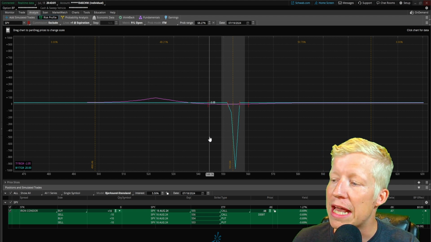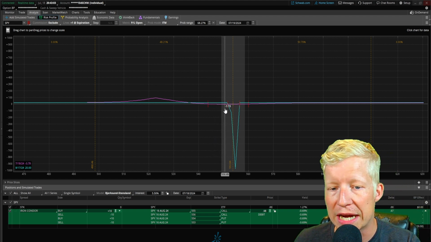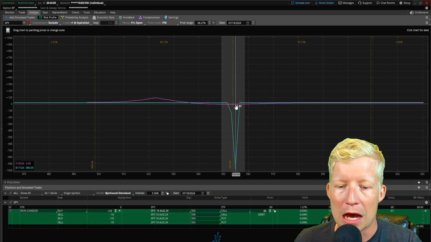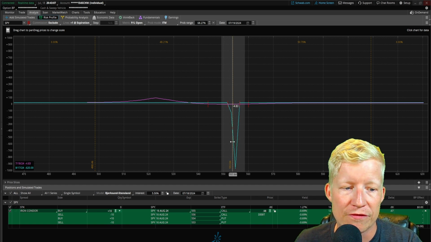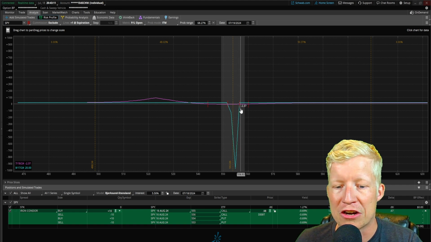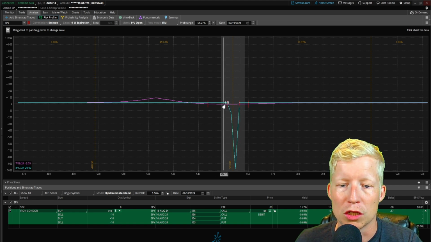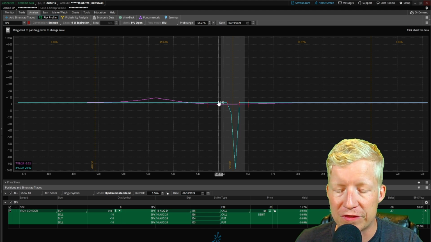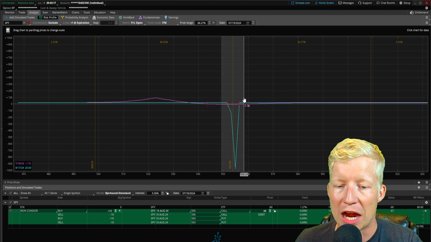I've just put on an iron condor spread and now I can see, okay, apparently if SPY expires at 555, I'm going to get cooked and lose all my money. But if it expires above 557 or below 550, I'm going to start making money, right?